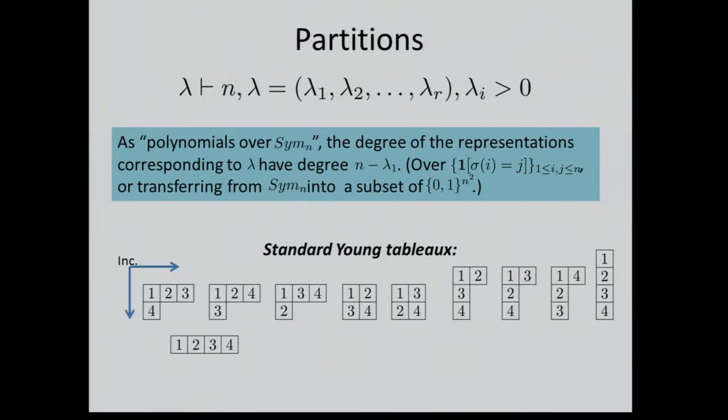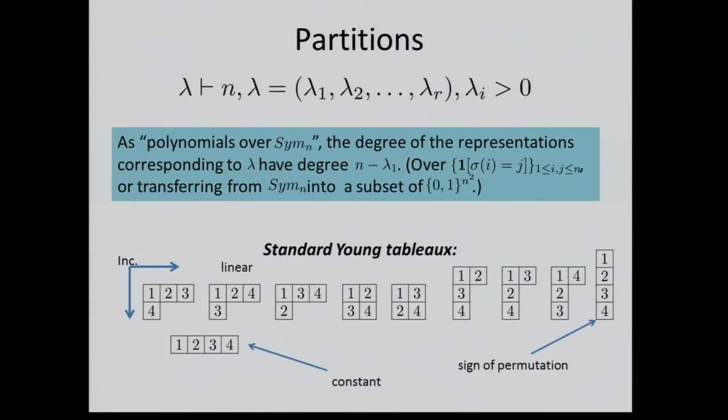Also, the Young tableau tells you what a polynomial over the symmetric group looks like in terms of its degree. What do I mean by a polynomial over the symmetric group? I really mean a polynomial over a bunch of indicator variables that are 0 and 1 for the event that sigma maps i to j. Anytime you see the symmetric group here, you can change it into something in a subset of the Boolean cube in n squared dimensions, where you just turn a permutation into its permutation matrix and then just bust it out into an n squared length vector.